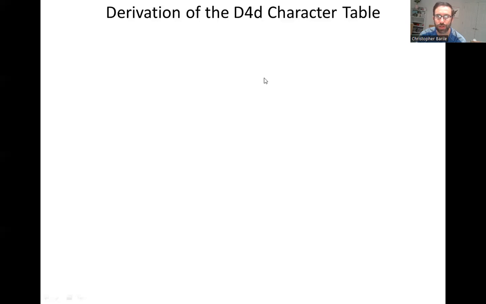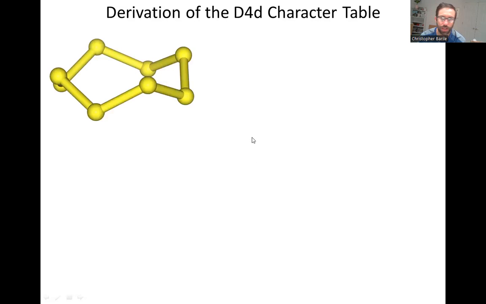All right, so in this video, we are going to derive the D4d character table. In deriving these character tables, it's helpful a lot of times for visualization, as in explaining it in the videos, to use an example molecule. Sulfur, which is S8 and has what they call a crown structure, is of D4d point group, and it has that symmetry.